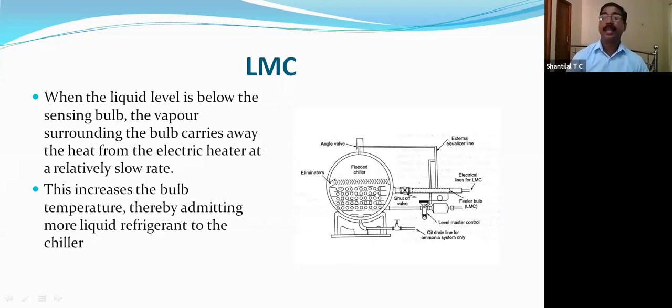Then the reverse. When the chiller level is increased, by the increase of level, the liquid enters this line. Now what happened? When this heater is heated, the liquid refrigerant absorbs this heat, and here the temperature will be less. By that, the opening will be less and less flow into the chiller. That means when the chiller liquid level goes down, this LMC admits more refrigerant to the chiller, and when the level is increased, it allows less refrigerant to the chiller. Like that it keeps increasing or decreasing and maintains the level in the chiller.